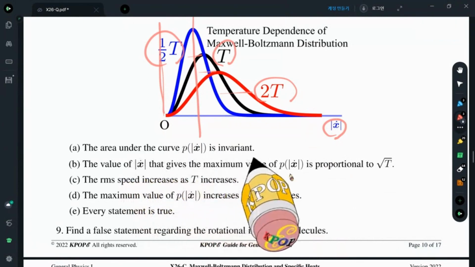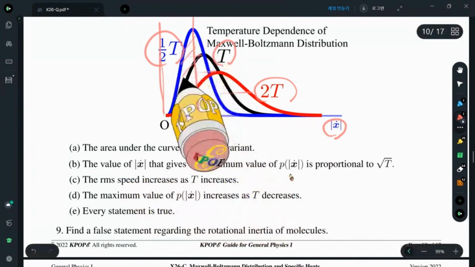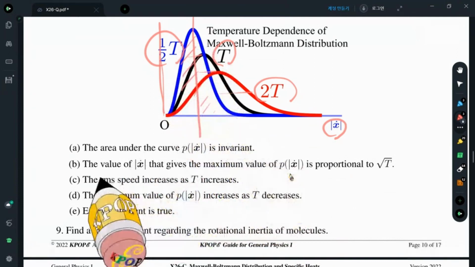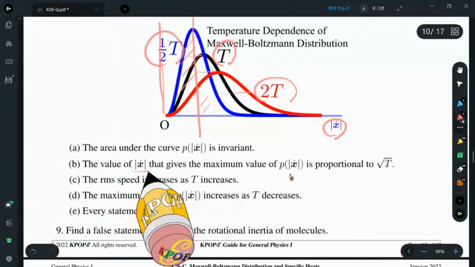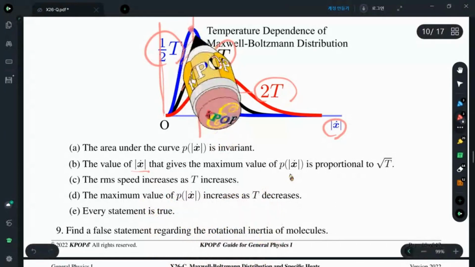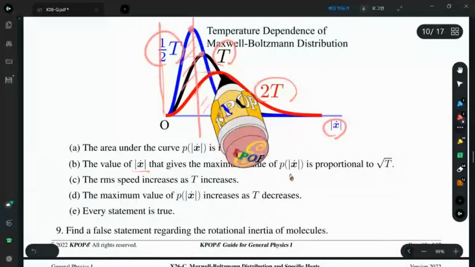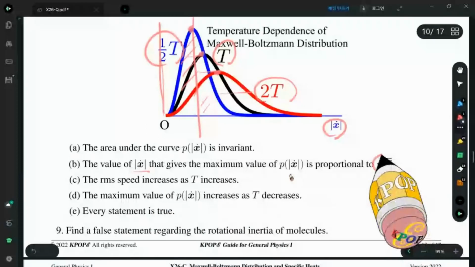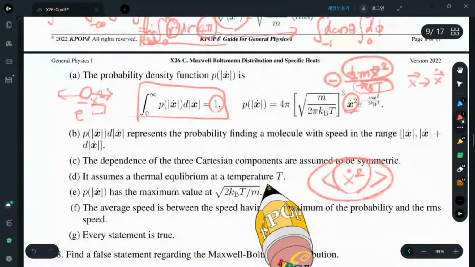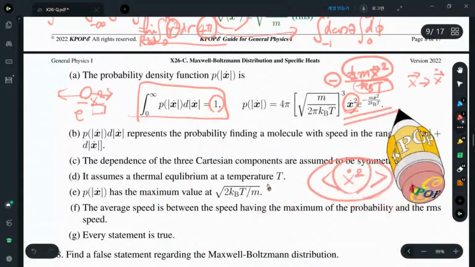Area is invariant. This area, the probability density, should be 1. The value of speed that gives the maximum value is proportional to the square root of T. That can be derived from this one.